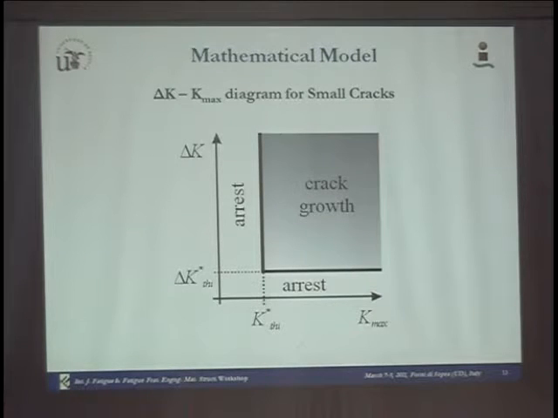What we are doing at the level of small cracks is to define a picture like this, to define two different threshold conditions, one static threshold condition for small cracks and another cyclic threshold condition, and define a region in which the crack is able to propagate or the crack will arrest by the microstructural barriers.